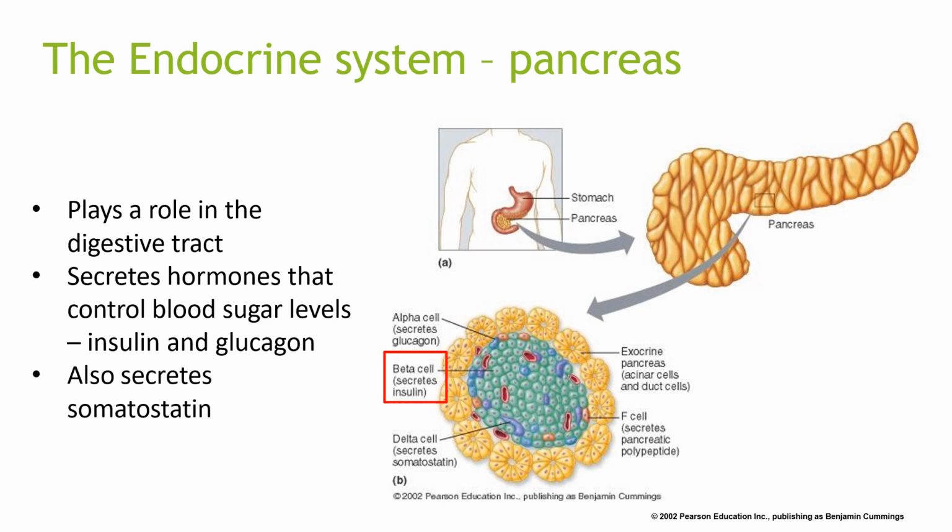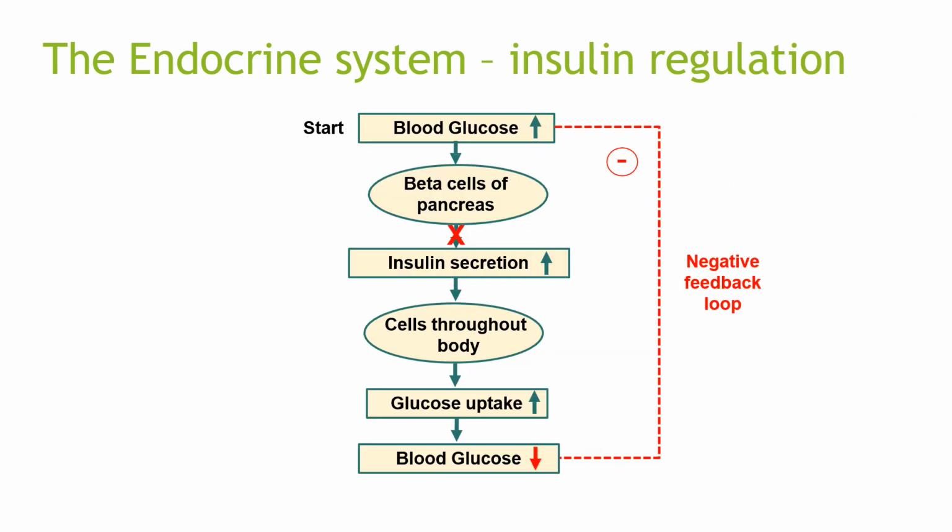Looking at the pancreas next, this plays a role in the digestive tract. It secretes hormones that control blood sugar levels, insulin and glucagon, and it also secretes somatostatin. This is how insulin is regulated. Blood glucose stimulates the beta cells of the islets of Langerhans in the pancreas, insulin is secreted and goes through the cells of the body. Glucose is taken up and blood glucose is reduced. But this also works in a negative feedback loop, as you can see here.